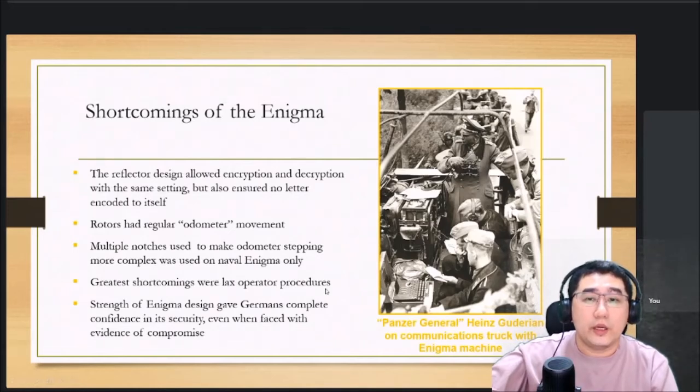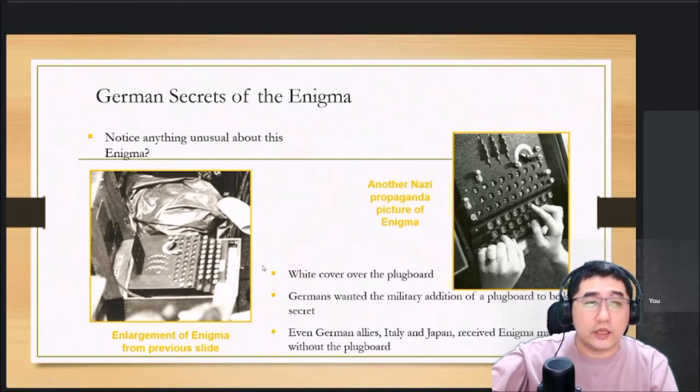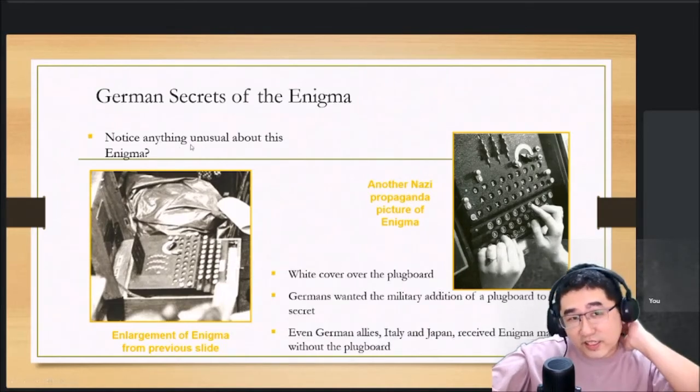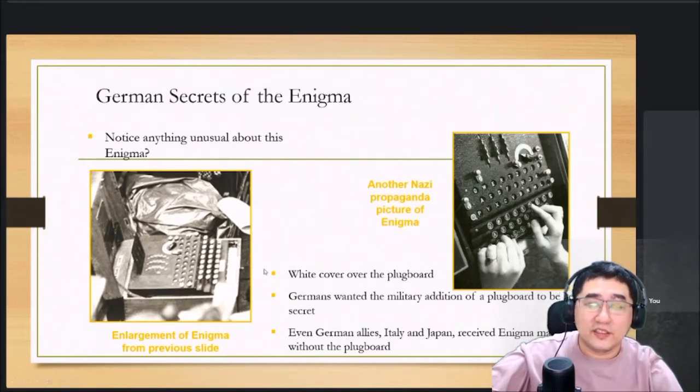Okay, as I said initially, the Enigma machine didn't have a plugboard. They only had the rotor and the keyboard. Then after that, they added in the plugboard, which is there in front. Notice anything unusual about this Enigma? The plugboard was covered.